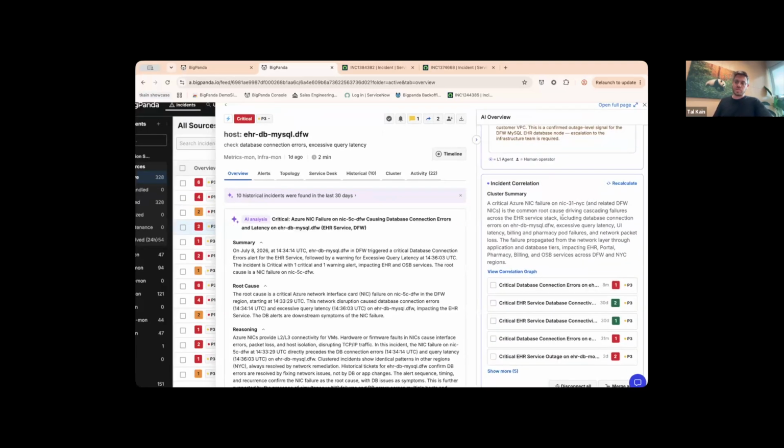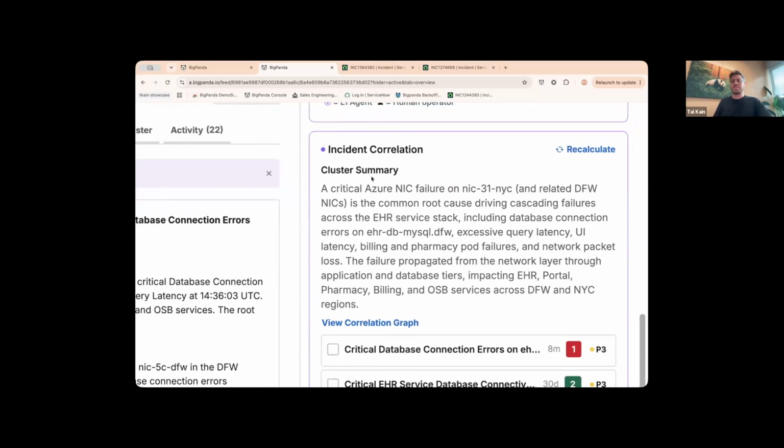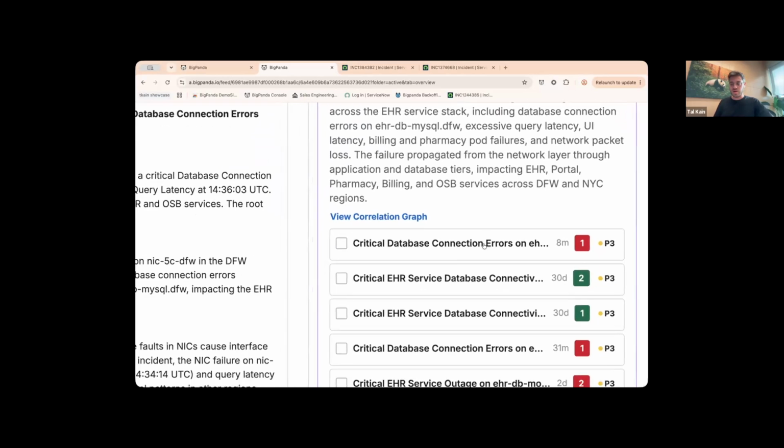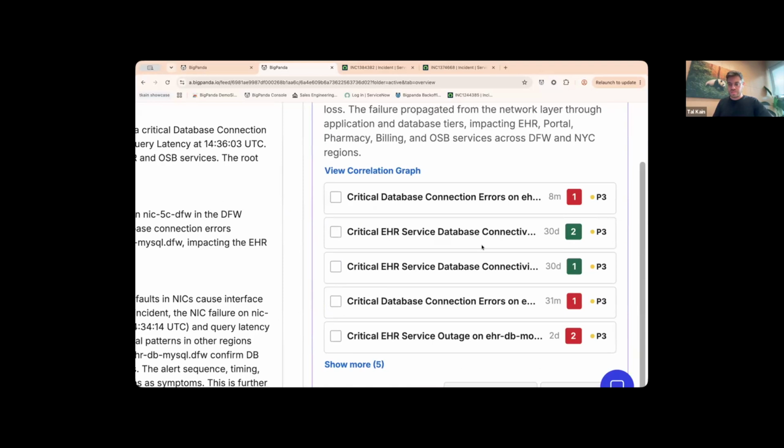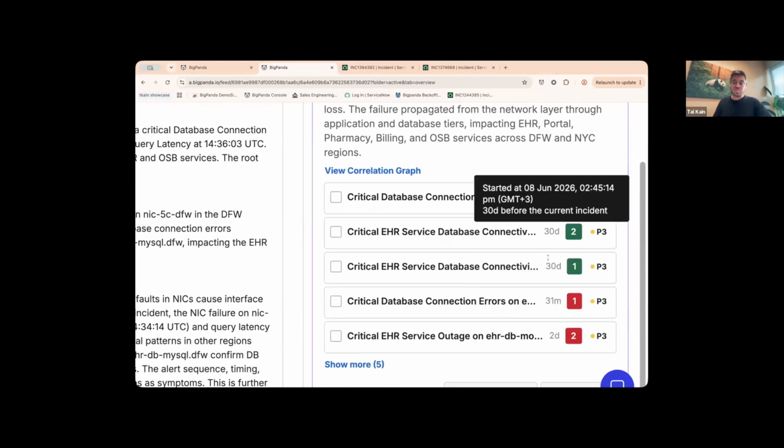If I look here on this one, I can see that we are actually identifying that there is a critical Azure network interface cards failure on this host specifically. And we see that there are multiple other incidents that are coming specifically on this one. Now, you can see here that some of them actually came 8 minutes ago. Some of them came 31 minutes ago. Some of them came 2 days ago. And you know what? There's even 30 days ago in some cases.